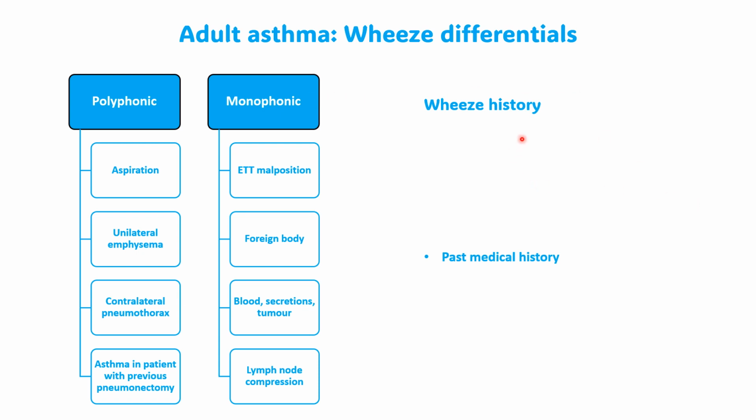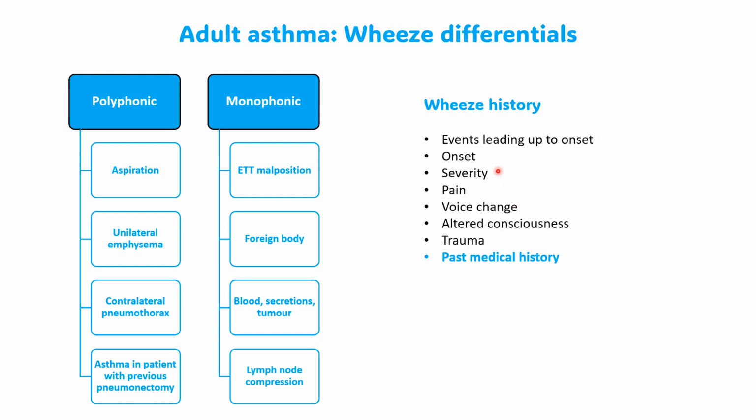So let's think about features of a wheeze history. We want to think about the events leading up to the onset, and the onset itself, the severity, associated pain, any changes in the patient's voice. For example, do they have a hoarse voice? Have they had any changes in consciousness or history of trauma?